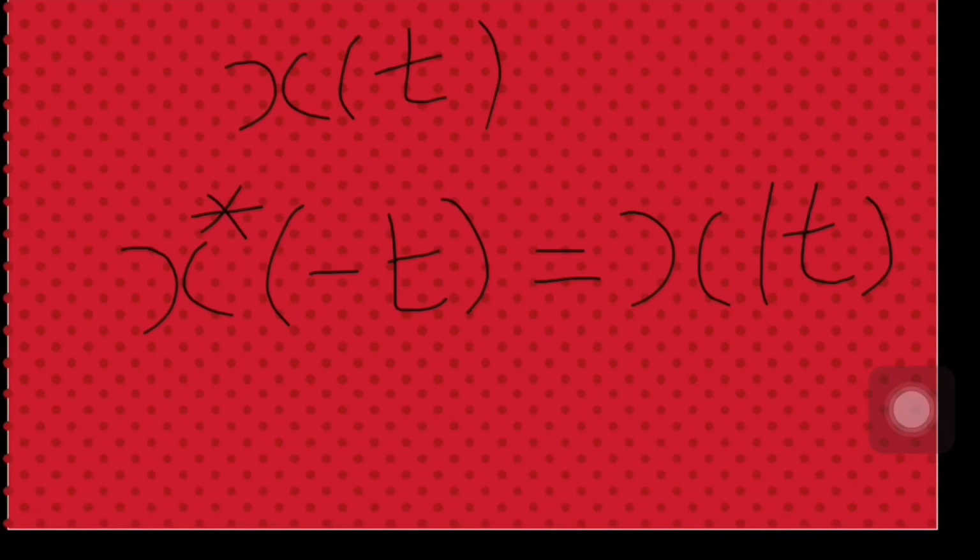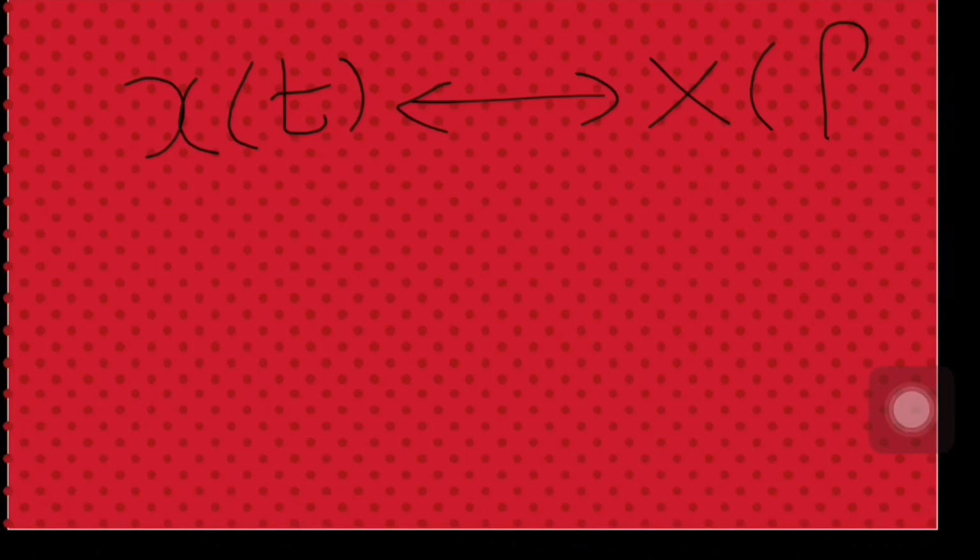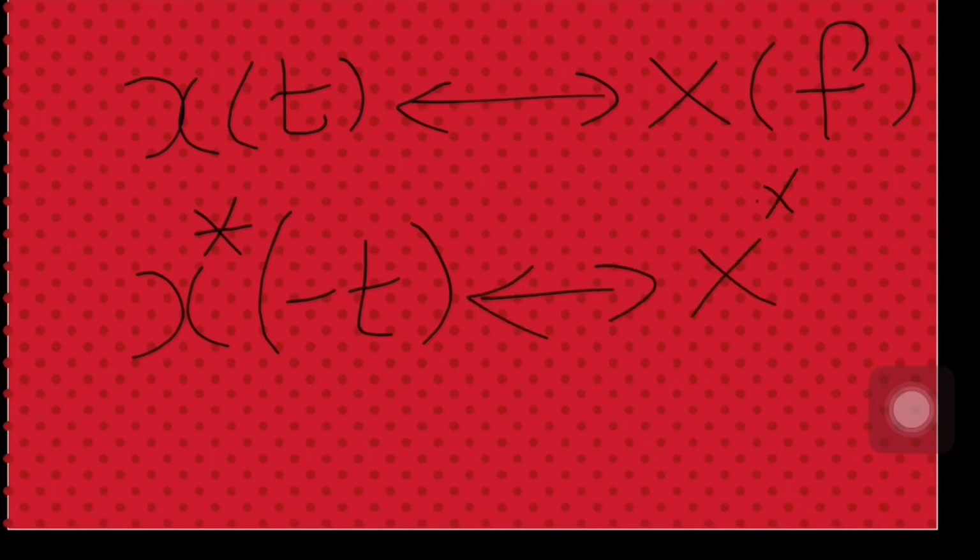Clear? If x of t and x conjugate of minus t are equal, then that can be considered a conjugate symmetric function. In our question, we are asked to find the nature of the Fourier transform of a conjugate symmetric function. For that, we are going to use a property of the Fourier transform known as the conjugate symmetric property. According to this property, if x of t and X of f are Fourier transform pairs, then x conjugate of minus t and X conjugate of f are also Fourier transform pairs.